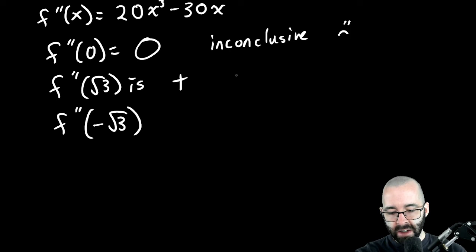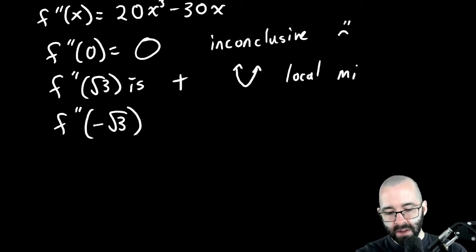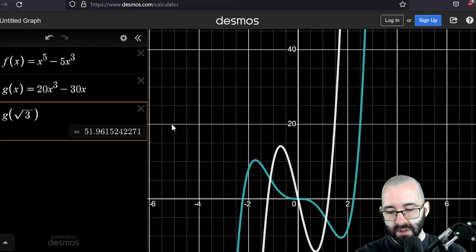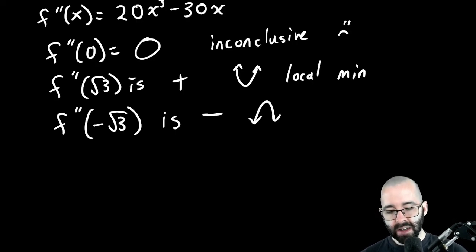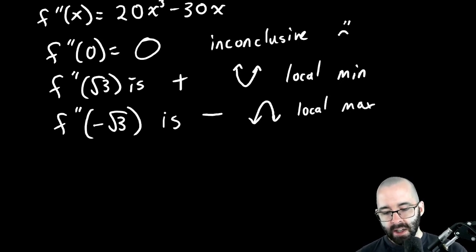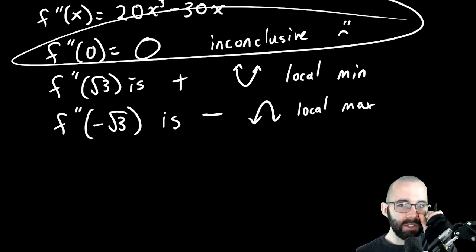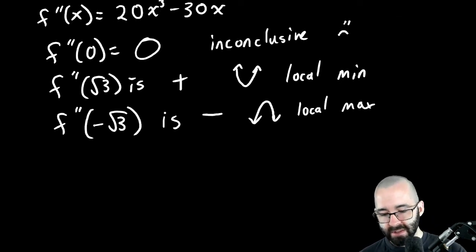So that's going to be concave up. Going to be a local min. Negative square root of 3. What's the second derivative? Well, it's a negative number. That's going to be concave down. Going to be a local max. This guy, though, we have to use the first derivative test for.